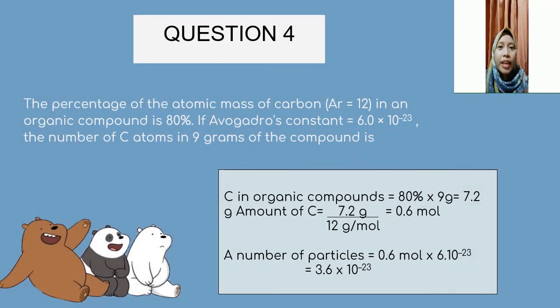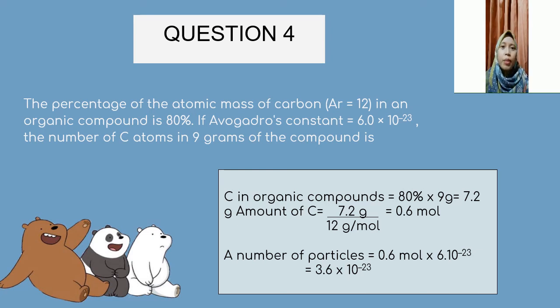First, we need to determine the mass of C. In the problem, it's known that the percent of C is 80% and the mass of the compound is 9 gram. We find the mass of C with mass of C equals percent C multiplied by mass of compound. So the percent of C is 80%, multiplied by the mass of compound, 9. The result is 7.2 gram.